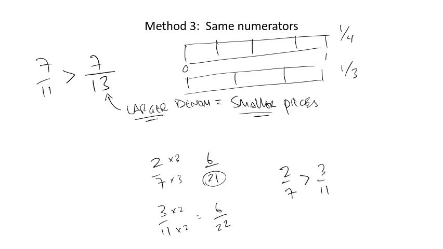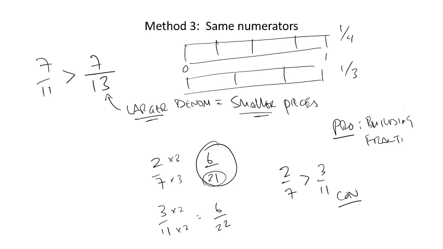So we've seen it by decimal, we've seen it by common denominator, and now we can also show it by using this common numerator method. 6 pieces that are a little bit bigger versus 6 pieces that are a little bit smaller. The pro and con for this are pretty much the same as they were for common denominator. The pro is that we're still building fractional fluency. So we're still building ideas around fractions. And the con here is that, yeah, it's more mechanical.